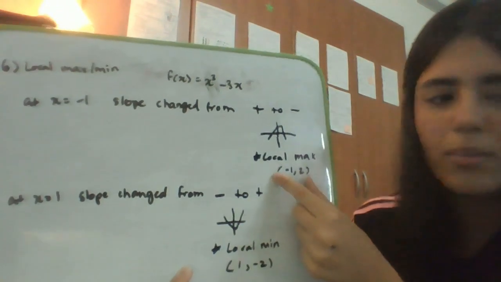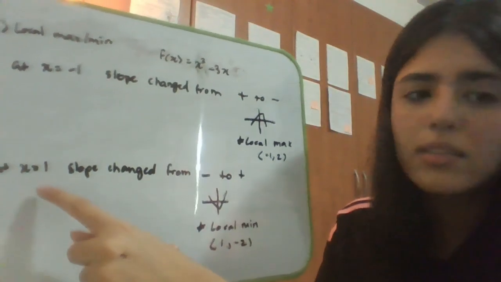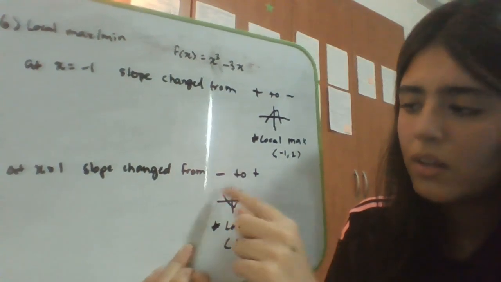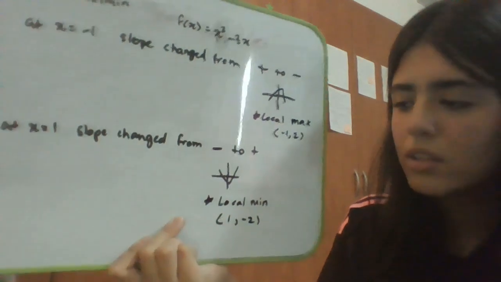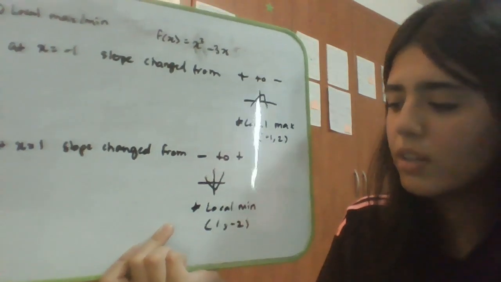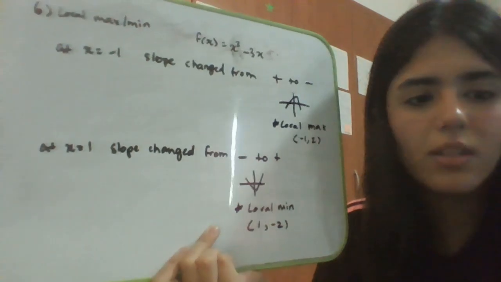Okay, and then when x equals 1 on the number line, we could see that it was switching from negative to positive. It goes down, then it goes up, making this a local minimum, okay? So the x value for a local minimum is 1, and then you plug that into the equation, you get the y value, and you have your point for the local minimum. Okay, let's move on to the next one.